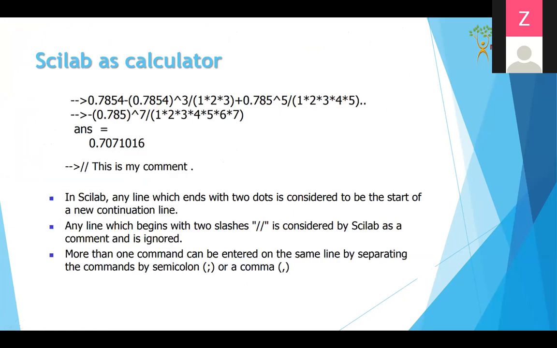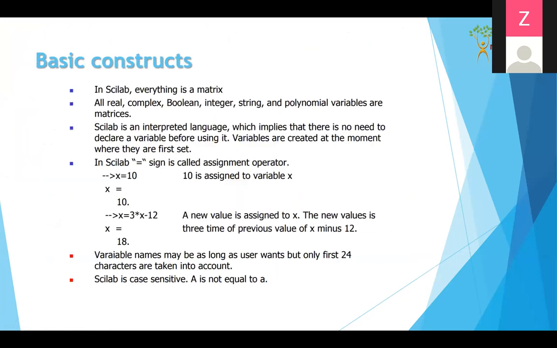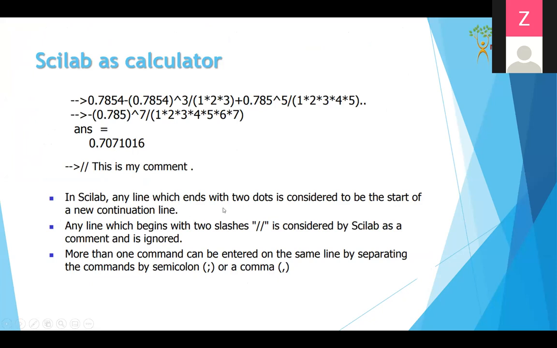In Scilab, any line which ends with two dots is considered to be the start of a continuation line. Any line which begins with the double slashes is considered a comment by Scilab and is ignored. More than one command can be entered on the same line by separating the commands by a semicolon or comma.